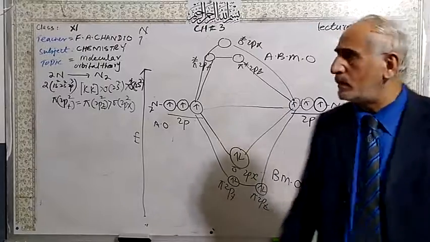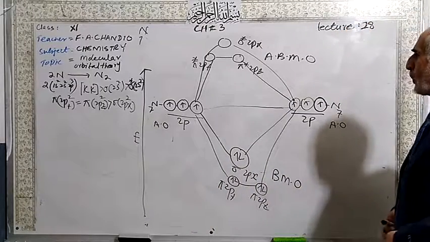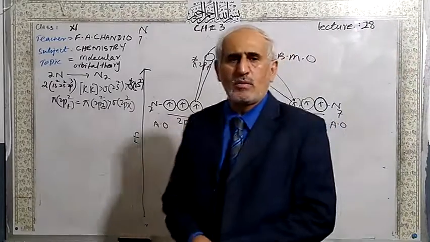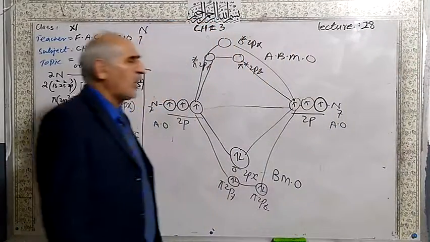These are empty. Pi star 2py and pi star 2pz both are empty, so no need for writing this. They are empty, anti-bonding, no electron is here.